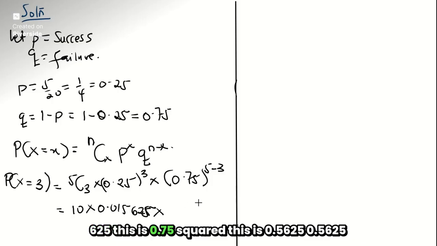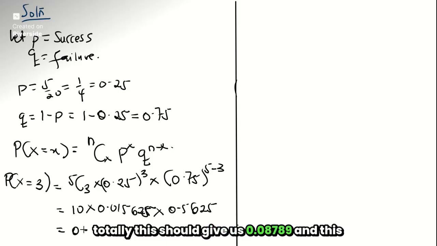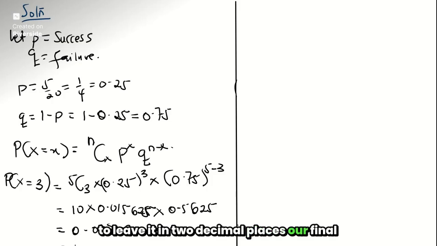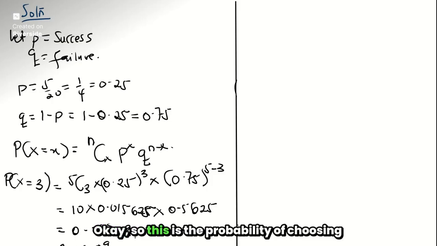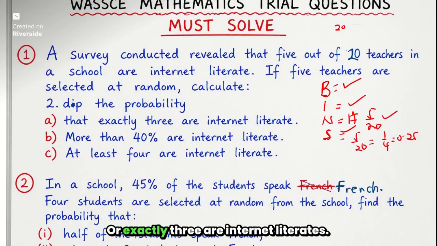This is 0.75 squared, which is 0.5625. All right, so let's see what this will give us totally. This should give us 0.08789, and since we are requested to leave it in 2 decimal places, our final answer is 0.09. Okay, so this is the probability of choosing exactly 3 who are internet literate.